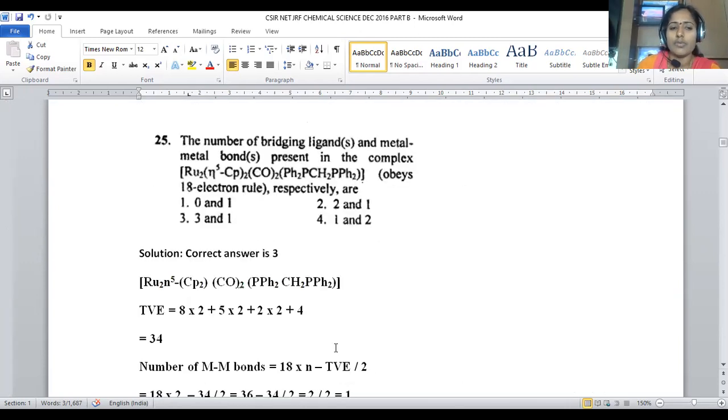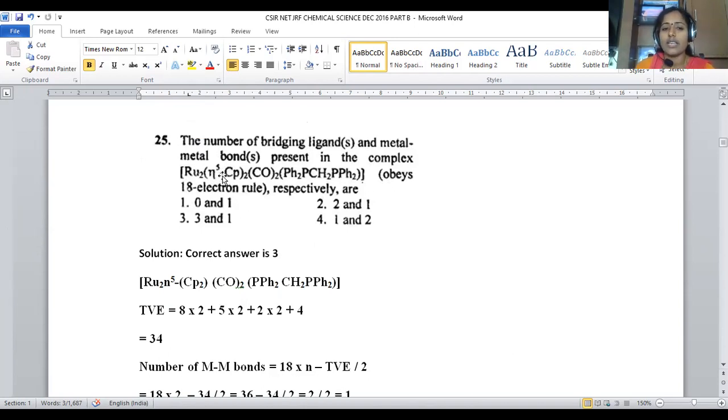Let us move on to question number 25. The number of bridging ligands and metal-metal bonds present in the complex Ru2(η5-Cp)2(CO)2 taken twice, Ph2P-CH2-PPh2, if it obeys the 18 electron rule, respectively. Here a ruthenium complex was given. In this, how many metals are there? 2 ruthenium. η5 Cp2. η5 denotes what? 5 electrons contributed by Cp.